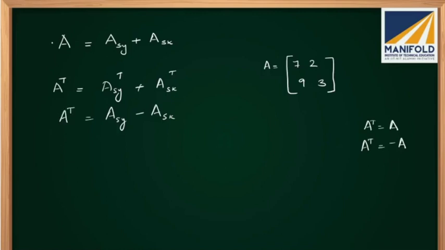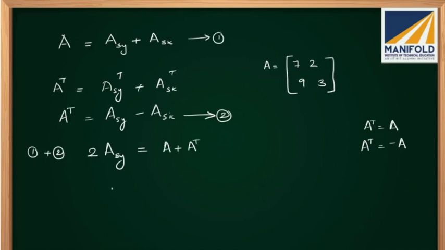And I have mentioned A as, so I'm marking this as equation number 1 and I'm marking this as equation number 2. So if I add equations 1 and 2, see, these two skew symmetric part terms will cancel out because A skew and minus A skew, they'll cancel out. Right side will be actually 2 times A symmetric and left side will be A plus A transpose.